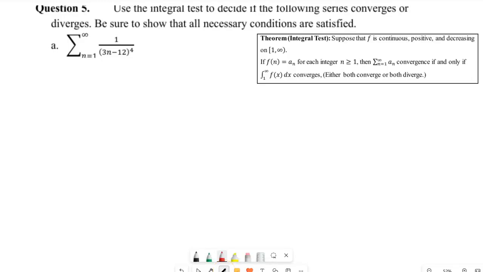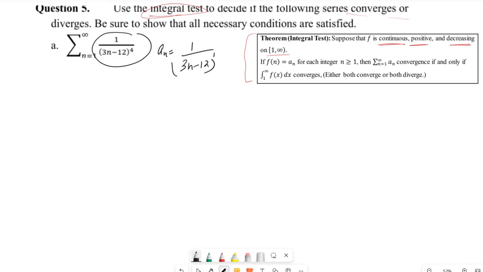Here the question is, use the integral test to decide if the following series converges or diverges. So I've put the integral test here so you guys can remember. There are three conditions. Suppose that f is continuous, positive and decreasing on the given interval 1 to infinity. So let's say our a_n is this in the question, 1 by (3n minus 12) to the power 4.